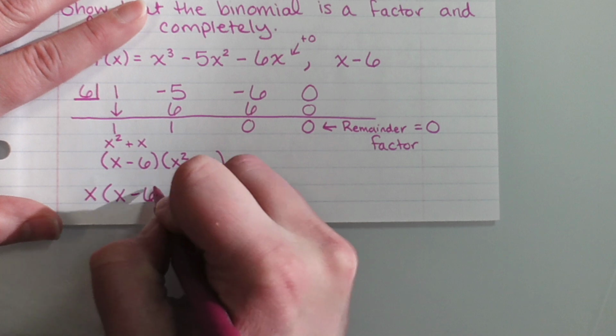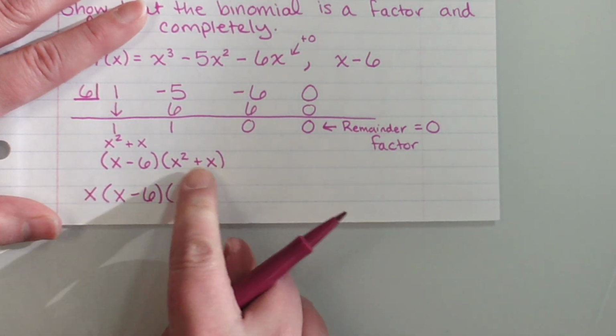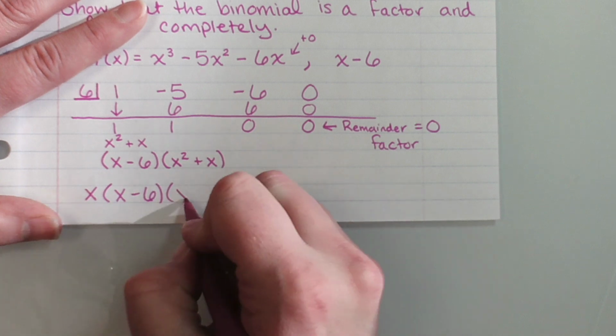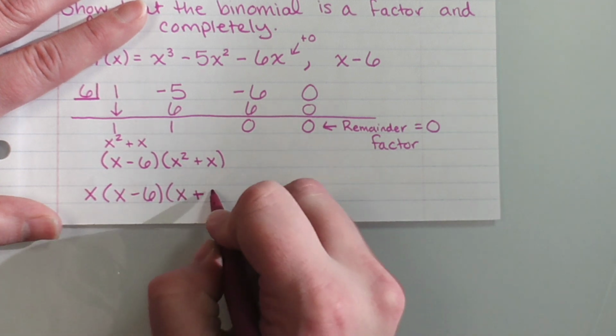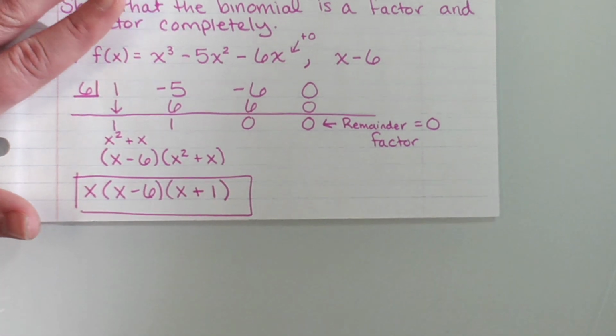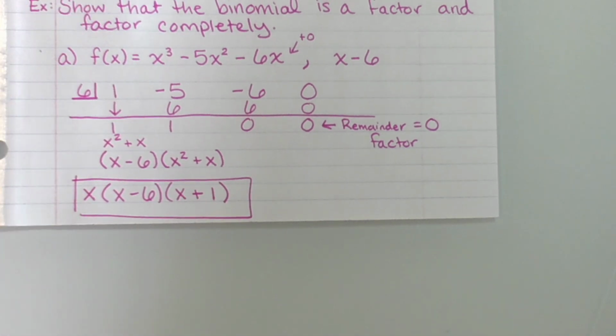This x minus 6 I didn't touch. And if I factor the x out of this, what am I left with? X plus 1. That's fully factored. All of those are linear terms. All of those have an exponent of 1.